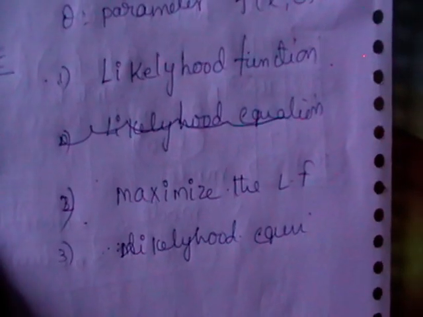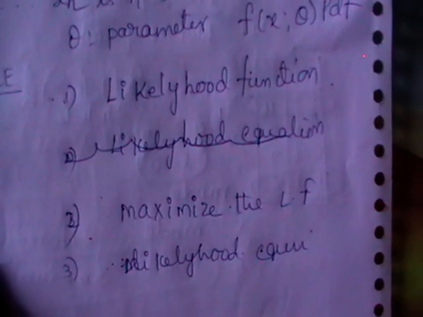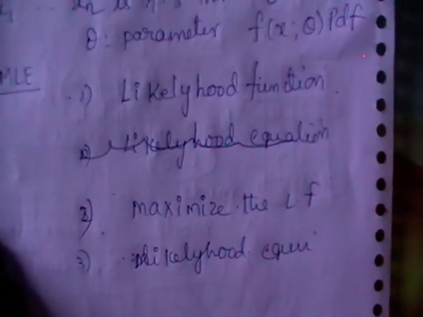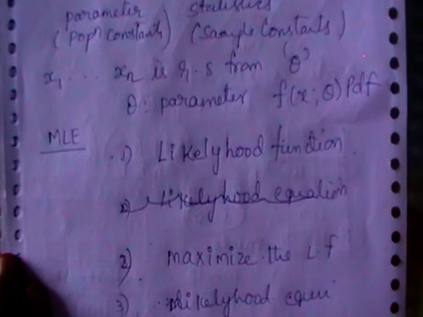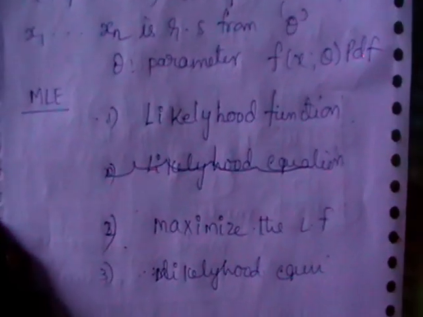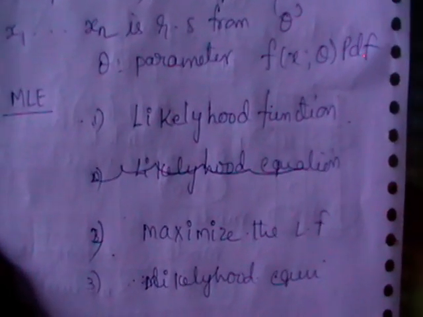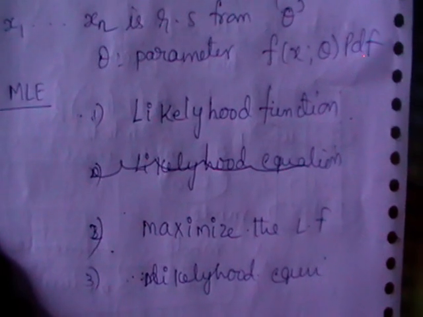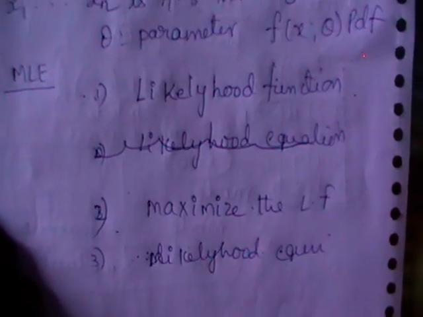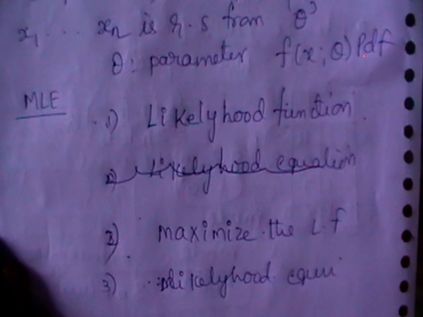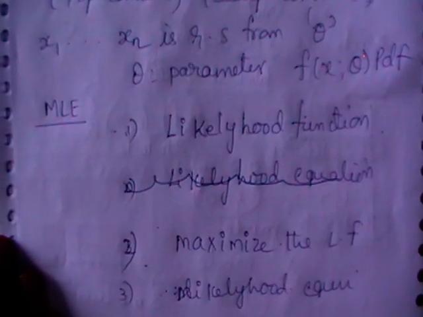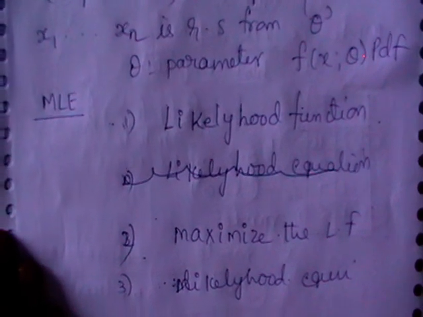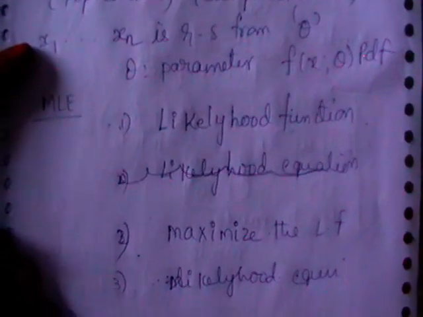So the method of finding an estimator using maximum likelihood estimation consists of three steps: writing the likelihood function, maximizing the likelihood function, and after maximization, getting an equation called the likelihood equation. By solving that likelihood equation, you are going to find the estimator.